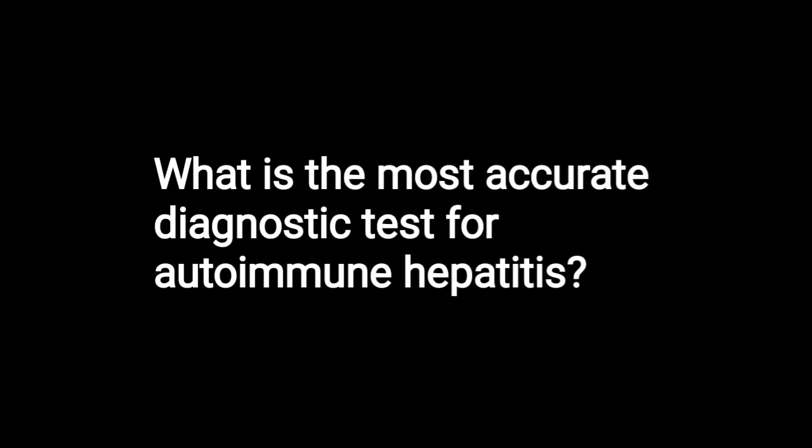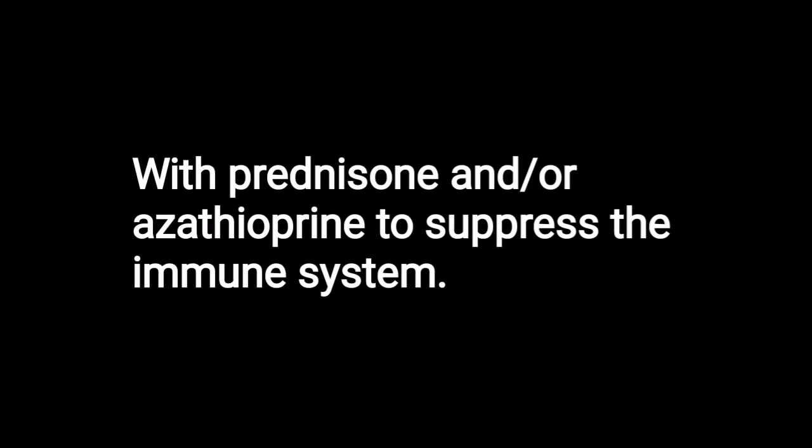478. What is the most accurate diagnostic test for autoimmune hepatitis? A liver biopsy. 479. How is autoimmune hepatitis treated? With prednisone and/or azathioprine to suppress the immune system.